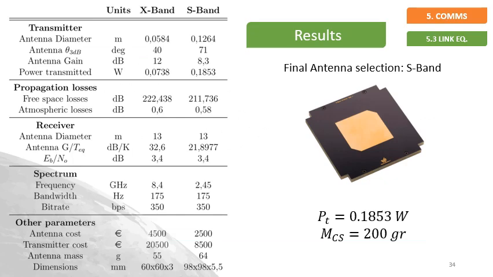With all this, 2 options are analyzed, one using the X-band and one using the S-band. The winner for us is the S-band, not because it has a lower power transmitted, which is the X-band, but because it has a low enough power transmitted, it is cheaper, and it has a higher half-beam width angle, which is desirable for us. It will be using a total amount of 0.19 watts.